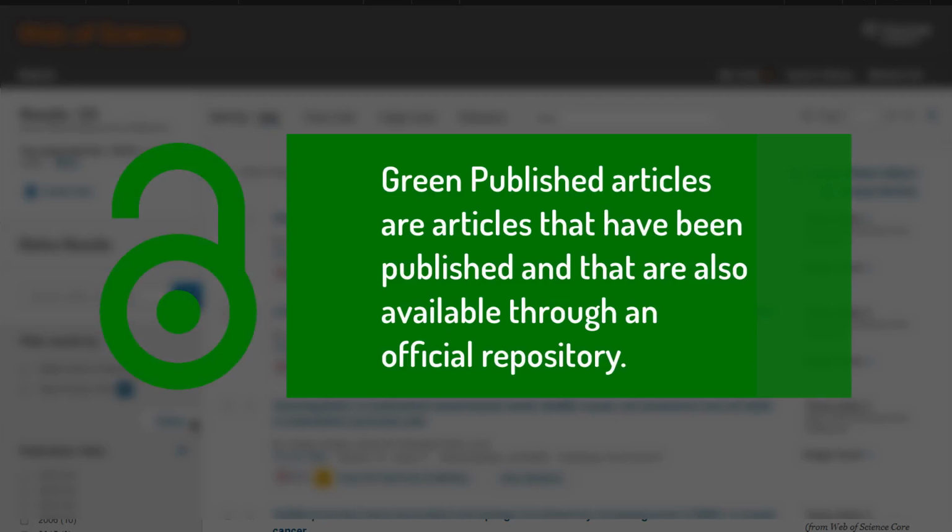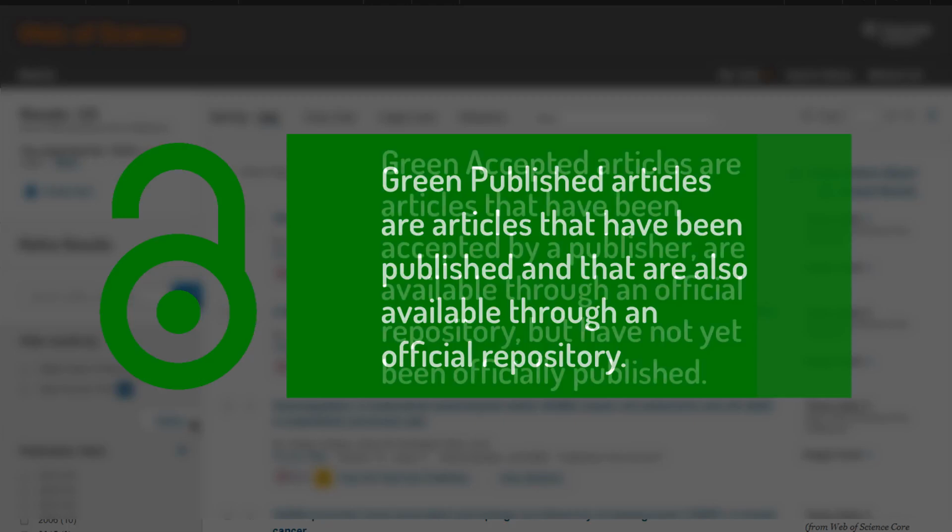Green published articles are articles that have been published and that are also available through an official repository. They may not have the same layout or publisher logos as the final published version, but have been through peer review and should contain the same information as the published version. Green published articles are included in the Web of Science.